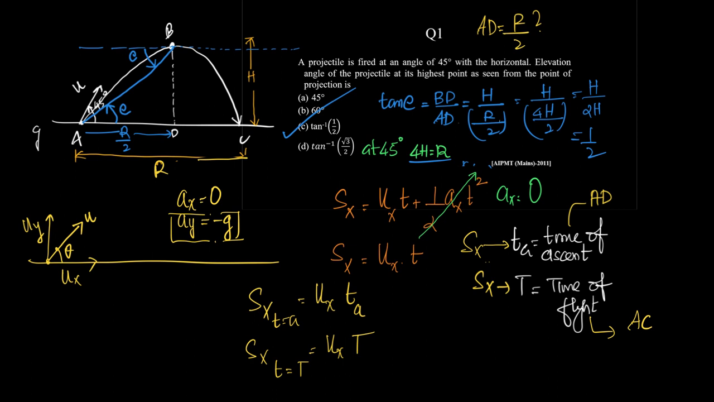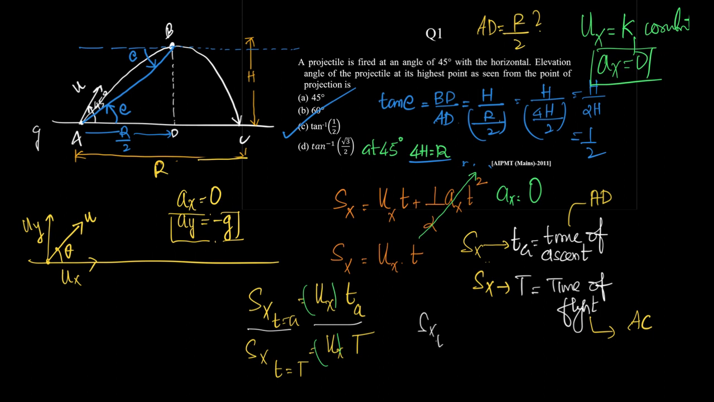So now you may ask me, won't ux vary? See, ux won't vary. Why? Because ux is a constant. Why is ux constant? Because the horizontal acceleration is 0 throughout. So now if you divide these two equations, what do you get? What you get is interesting.